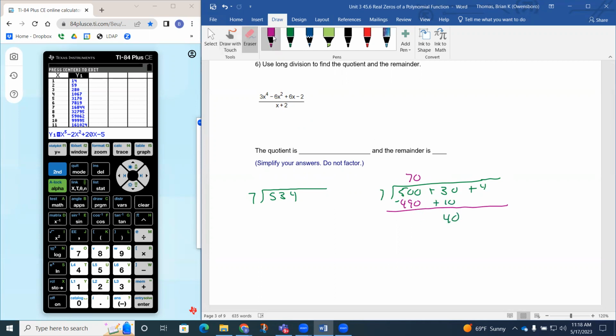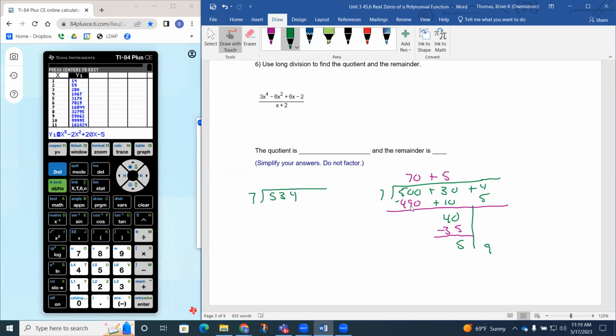So then we have to go 7 times what gets me close to 40. Well, that would be a 5. 5 times 7 would be 35. But again, remember, we have to subtract. So in other words, I just change the sign and add, and that gives me a 5. And then I have to bring this 5 over, and this brings down the 4, all the way down here.